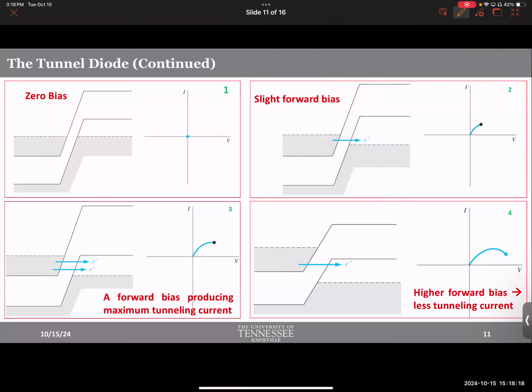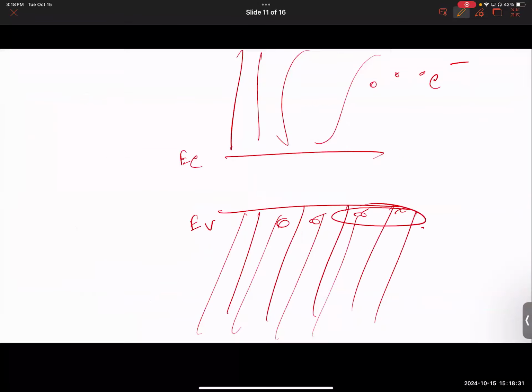But the point is, look at the IV. Your current is increasing gradually with voltage, and then it is decreasing with voltage, which is surprising. And I'll tell you why that is surprising later on. But let's finish the discussion. Let's see what happens when you keep increasing the voltage even further.